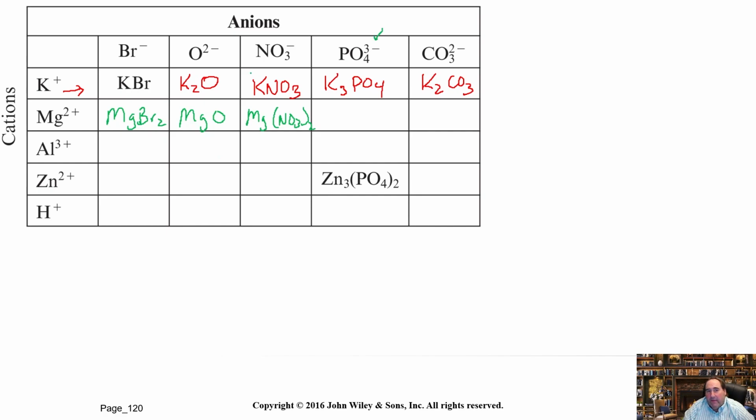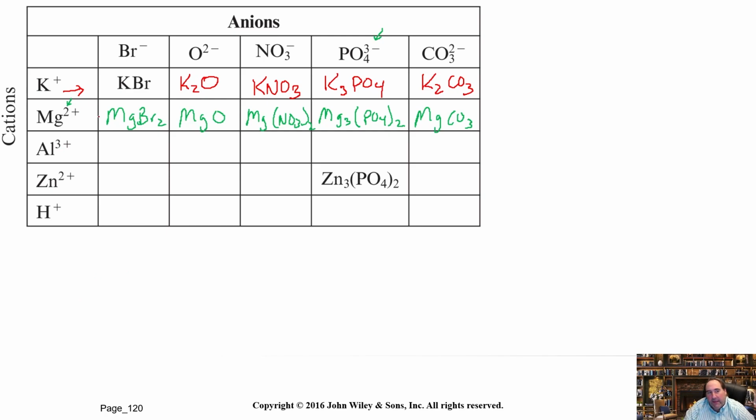Here we have -3 and -2. Common number there is 6. So we actually need 3 of the magnesium to get to 6. We need parentheses there for our phosphate. And we need 2 of them to get to 6. And last we have +2 and -2. So that's just going to be a 1 of each situation. So hopefully you're doing good so far and we're agreeing on our answers. Let's go to the next one.